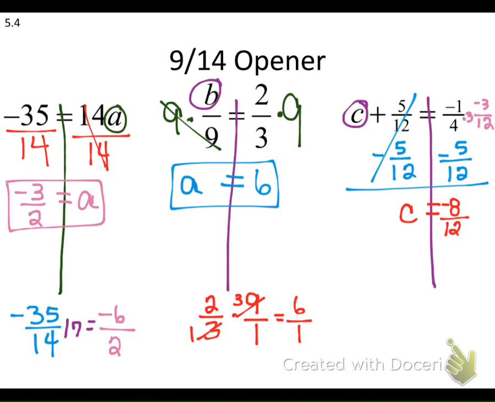I have to think to myself, 8 and 12, what are they both divisible by? They're both divisible by 2, or I can go ahead and divide them both by 4 as well. So I'm going to divide them by 4 to create less work for myself. So negative 8 divided by 4 will be negative 2. 12 divided by 4 will be 3. So your final answer should be C equals negative 2 over 3.